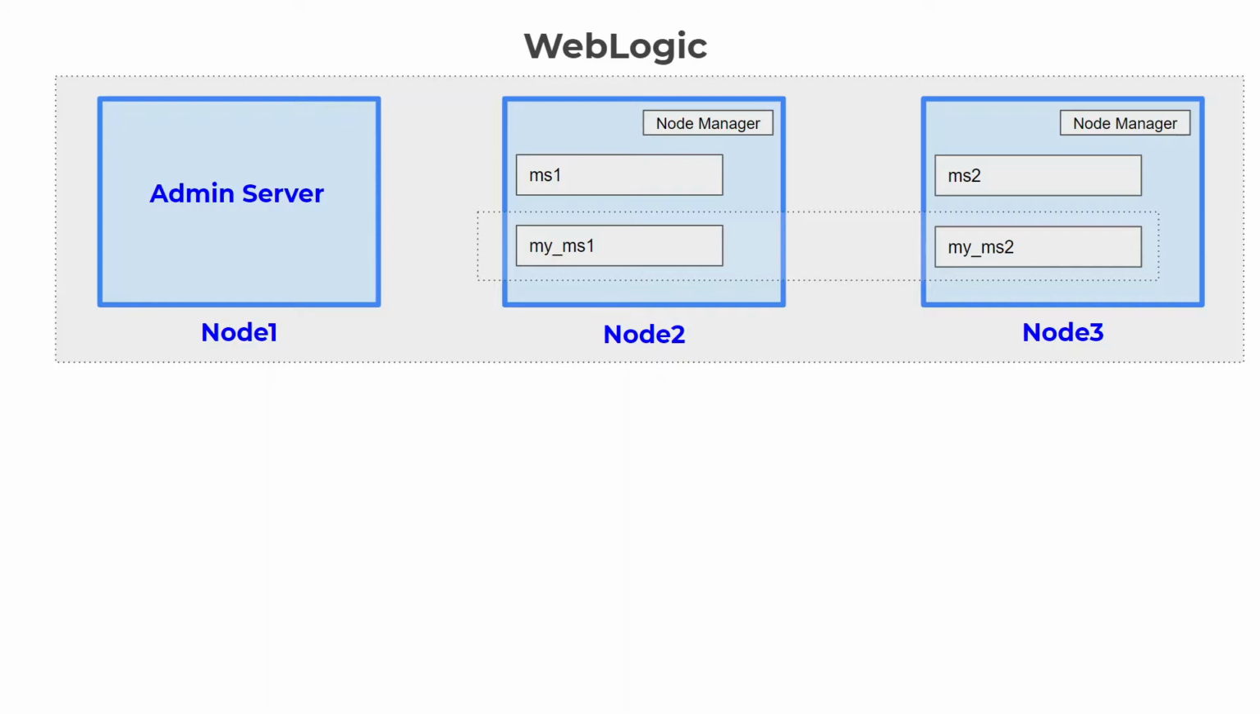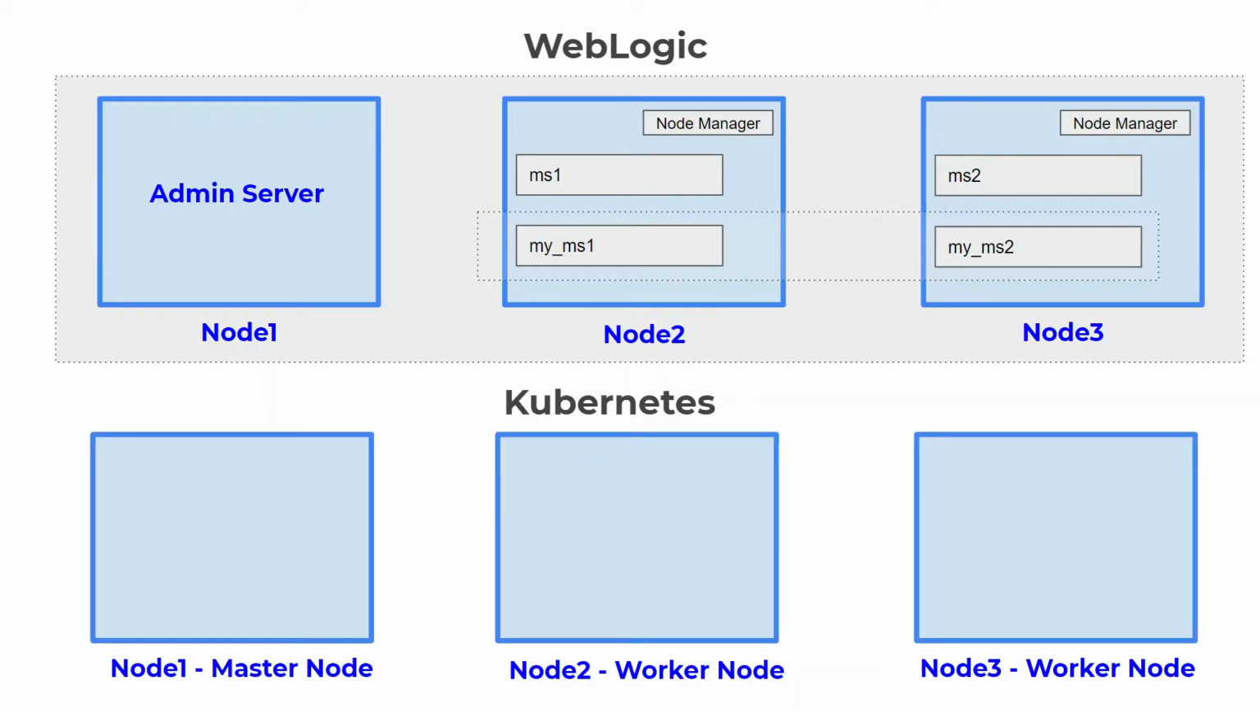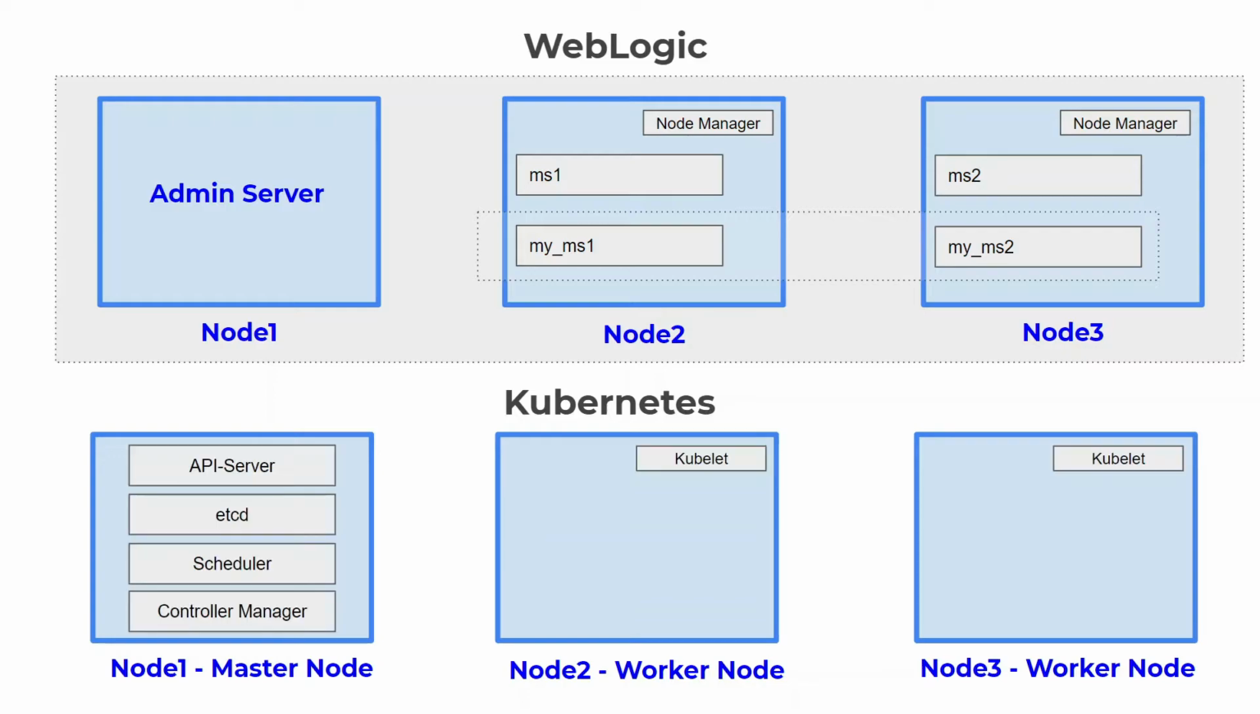Let's take a look at the Kubernetes architecture now and see how it compares to WebLogic. Let's use the same example of three nodes, Node 1, Node 2, and Node 3. Node 1 is called the master node in Kubernetes speak. Node 2 and Node 3 are the worker nodes. The worker nodes communicate with the master node using kubelet.